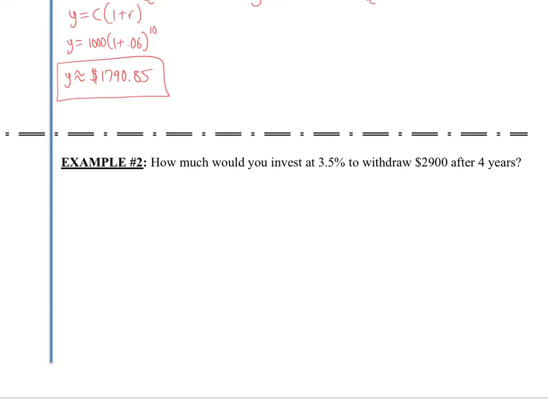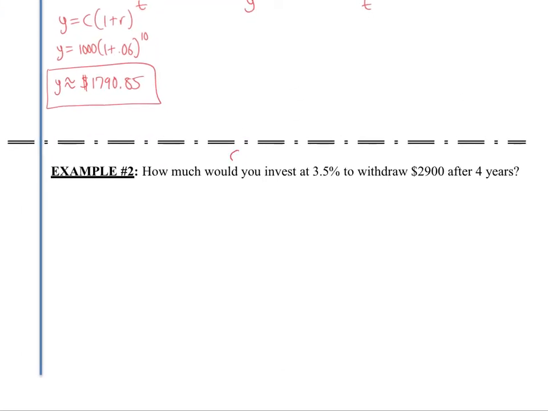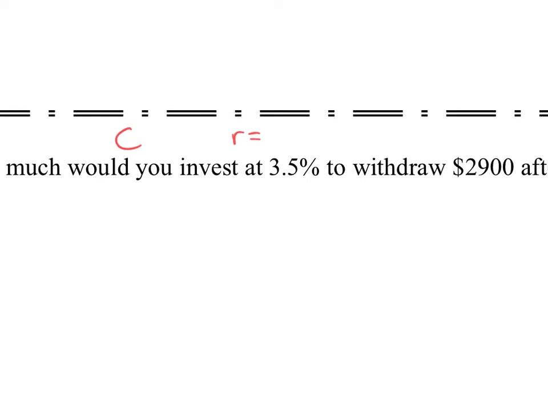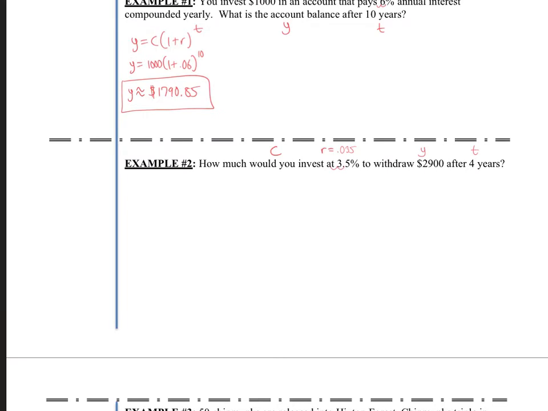So the question is, how much would you invest? Is that Y or C? Well, when you invest, that's what you start with. We're actually looking for C in this case, right? That's how much you would invest. That's how much you start with, right? Okay, what's our R? It's how much would you invest at 3.5% to withdraw $2,900 after 4 years. Our R is, now we got to be careful, 3.5 is a decimal, but it's not the right decimal. We got to move 2 to the left still. It's going to be 0.035. To withdraw $2,900 after 4 years, that's going to be our Y is $2,900, what we ended with, and our time is going to be 4.